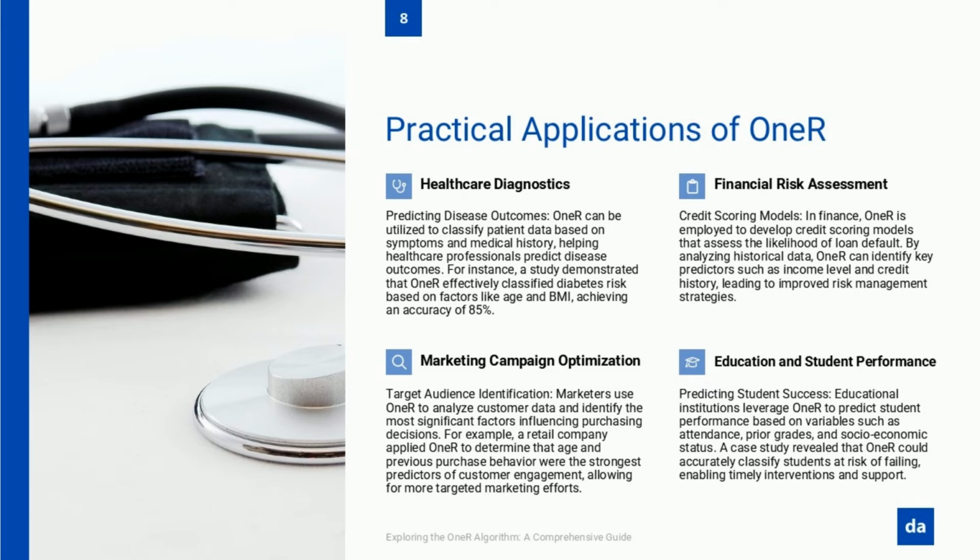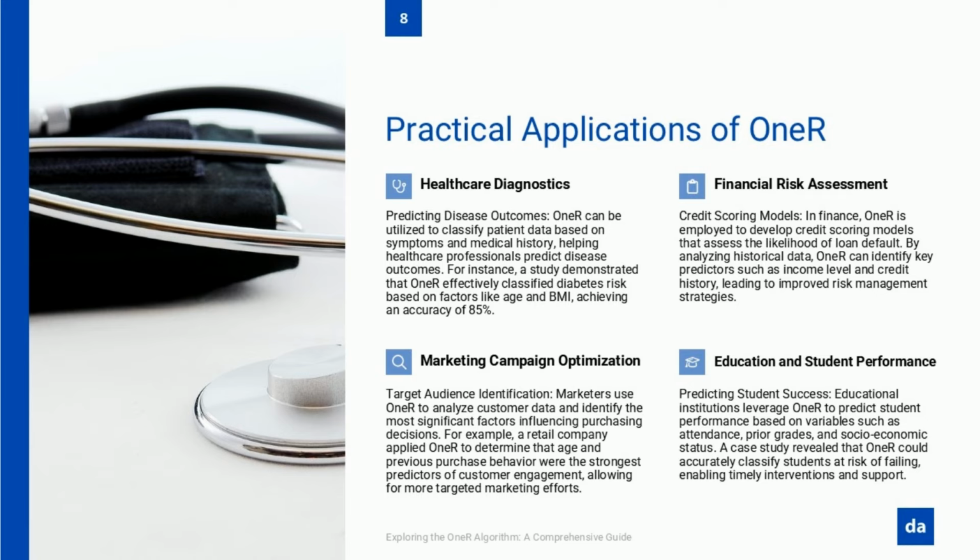Education is another field where OneR shines. Schools and universities use it to predict student success based on variables like attendance, prior grades, and socioeconomic status. In one case, a school identified that students with below average attendance were at the highest risk of failing. This insight helped them implement targeted support strategies, improving overall performance and reducing failure rates.